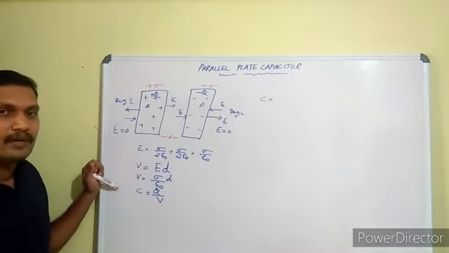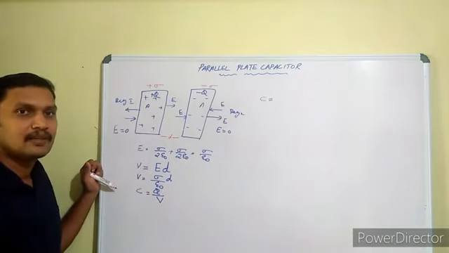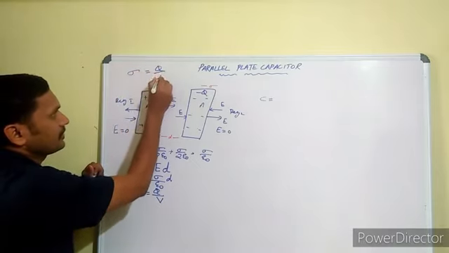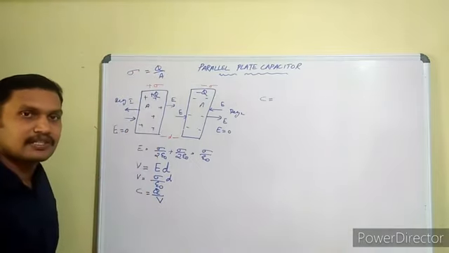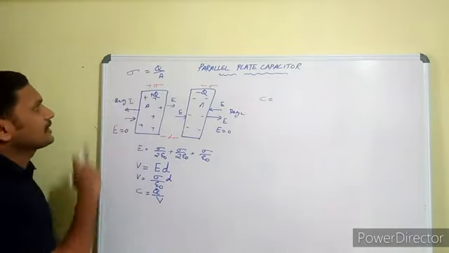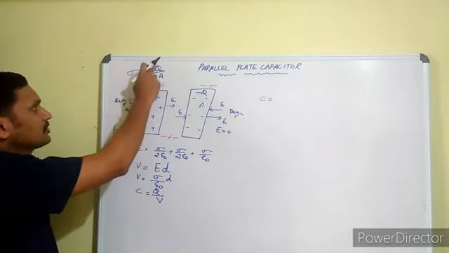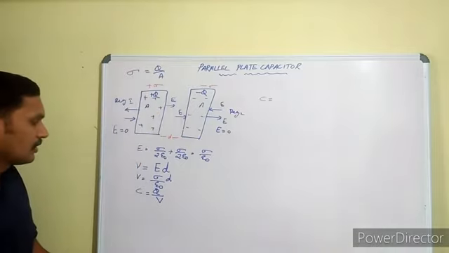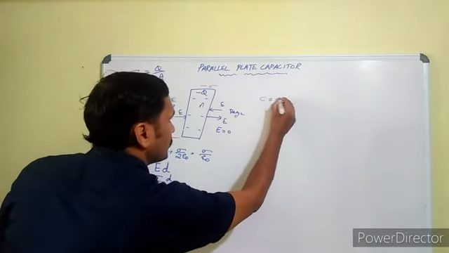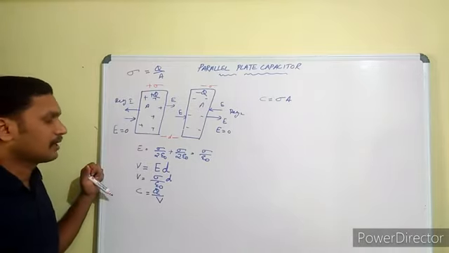How can we write the charge in terms of charge density? We know that the charge density sigma is equal to charge per unit area. So we express the charge Q is equal to sigma into A. So instead of Q, we can write C is equal to sigma into A, total charge Q written as sigma into A, by the potential difference.